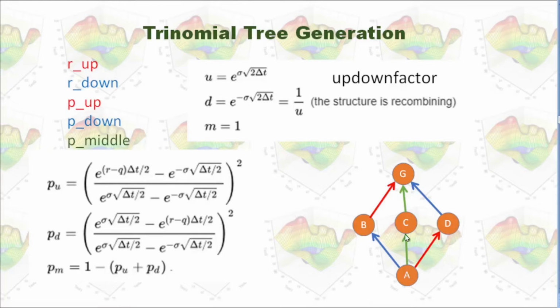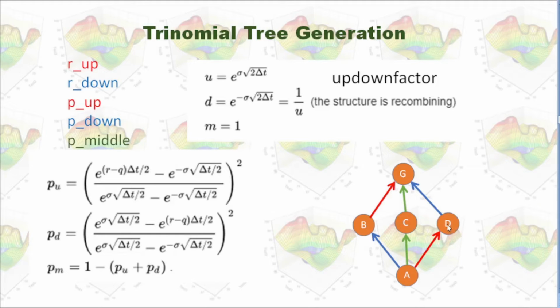The green arrows mean it goes into the middle. So in this case, from data C to data G, you also have to consider the probability of going to the middle. And the rate will change based on the formula of the Black Karasinski model.